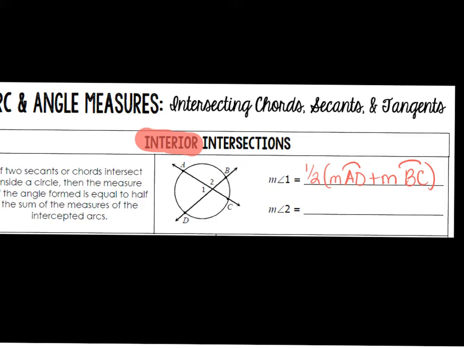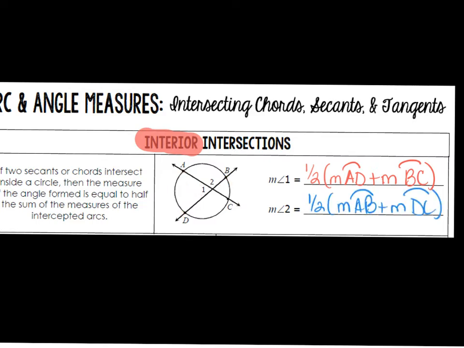So the measure of angle 1, take a look at angle 1. Angle 1 is the same as the angle across from it because it's vertical. It's going to be half the sum of the arcs. So what you want to do is look across from the angle. And here we have the arc. And across from 1 is arc AD and arc BC. So angle 1 is half of the measure of arc AD plus the measure of arc BC.